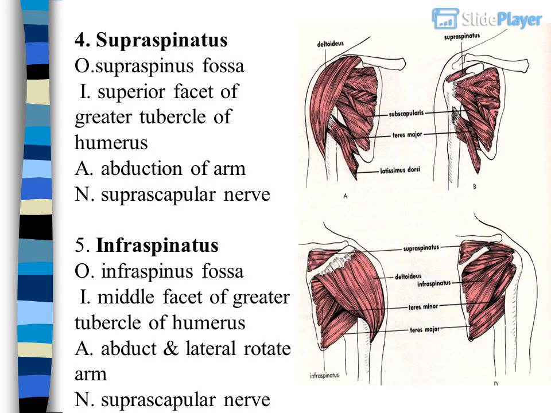4. Supraspinatus. Origin: supraspinous fossa. Insertion: superior facet of greater tubercle of humerus. Action: abduction of arm. Nerve: suprascapular nerve. 5. Infraspinatus. Origin: infraspinous fossa. Insertion: middle facet of greater tubercle of humerus. Action: abduct and laterally rotate arm.